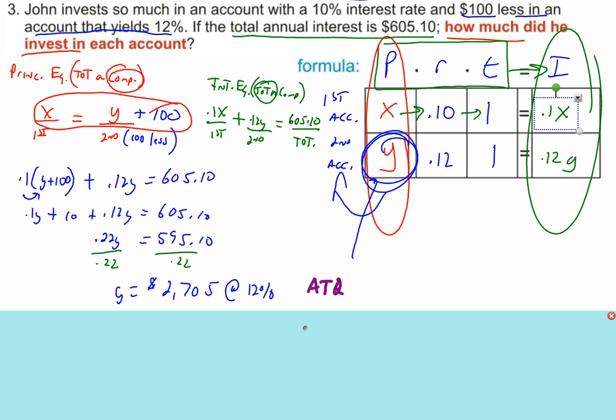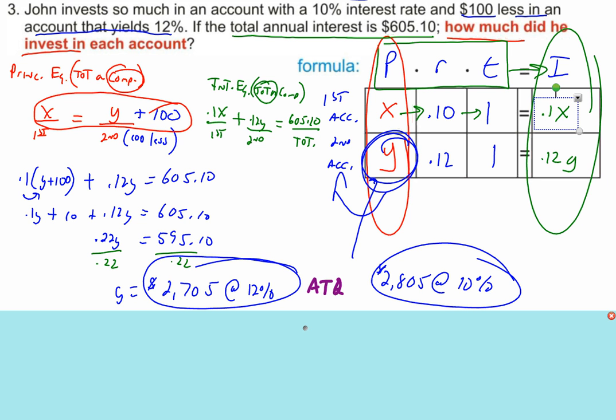Okay, so how do we get the other account? Well, remember, it's our circled equation. We're just going to add 100 to it, right? X equals y plus 100. So $2,805 at 10%. And there's our answers. And they all work that way.